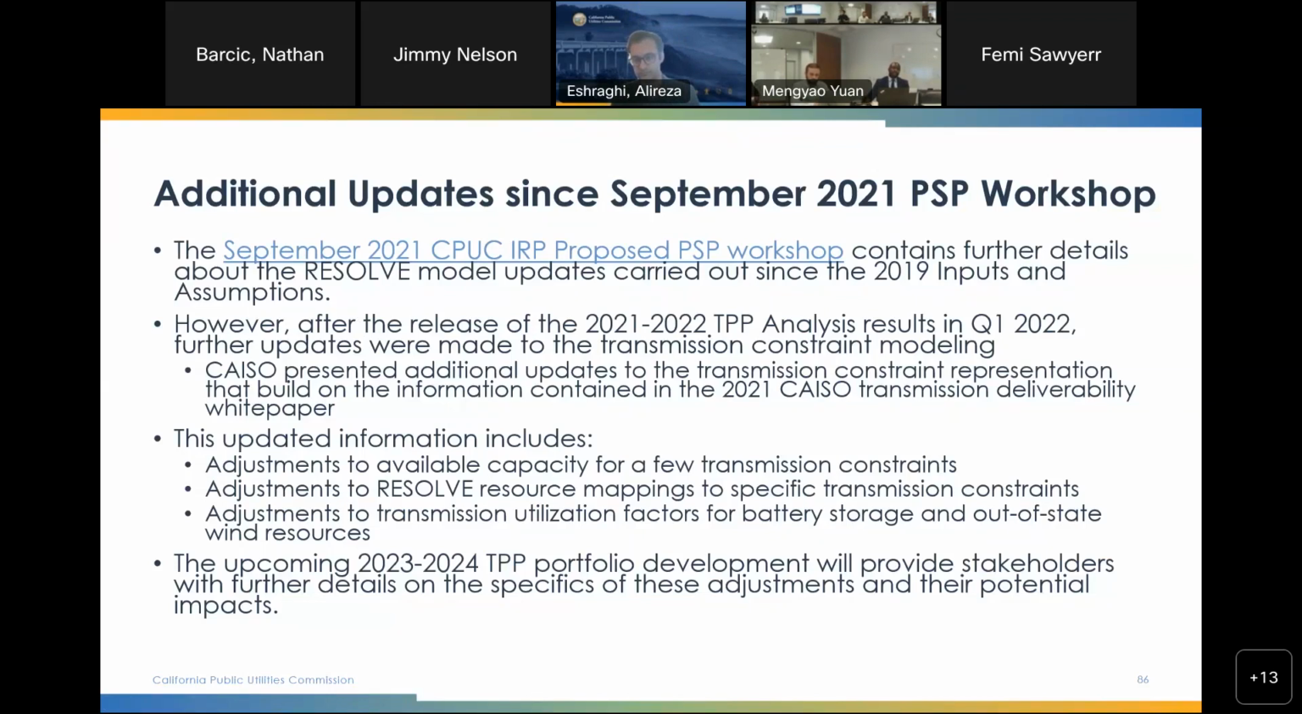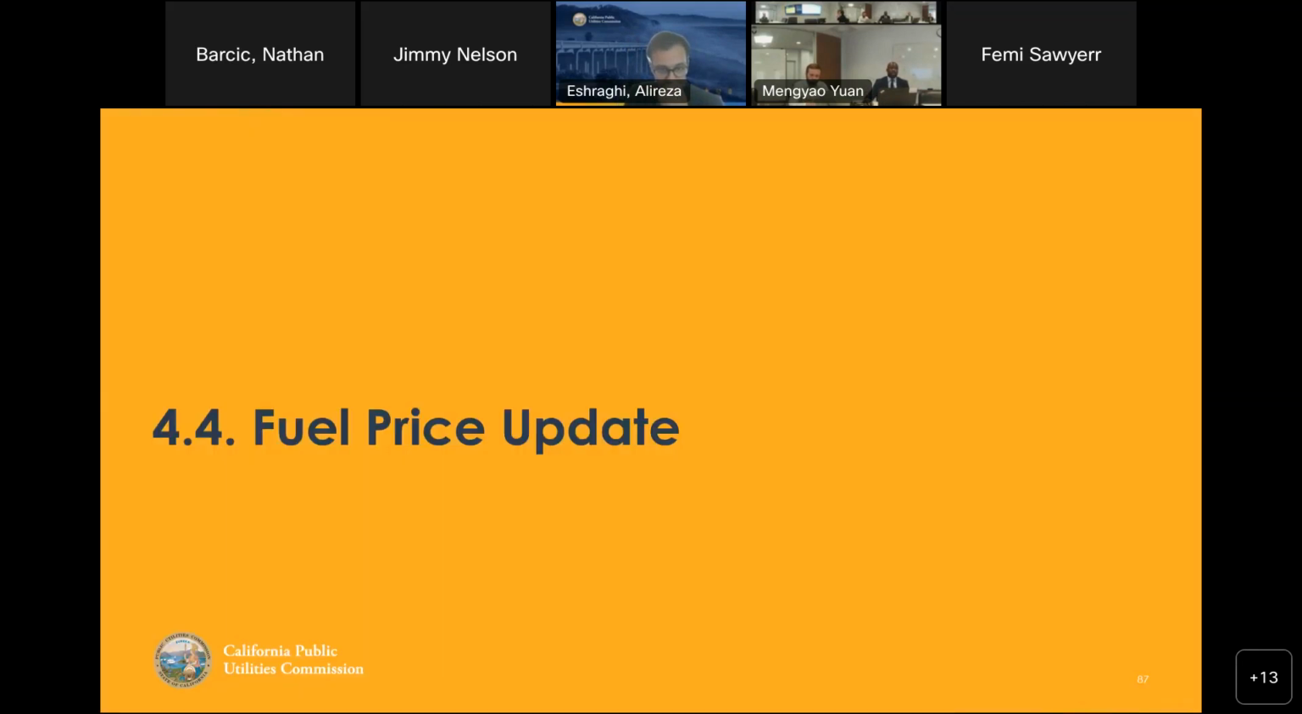Largely speaking, those included adjustments to the available capacity for a few transmission constraints, and adjustments to some of the Resolve resource to transmission constraint mappings that we did. And then finally, we made slight adjustments to the transmission utilization factors for battery storage and out-of-state wind resources. The upcoming 2023-2024 TPP portfolio will provide our stakeholders with the opportunity to delve a bit deeper into the specific adjustments that we made and be able to provide feedback in that respect. And with that, I will pass it back to you, Ali.